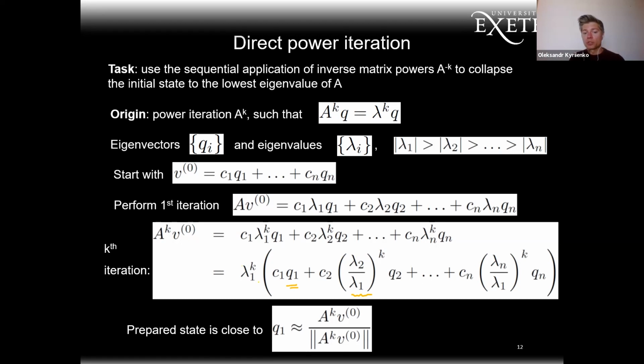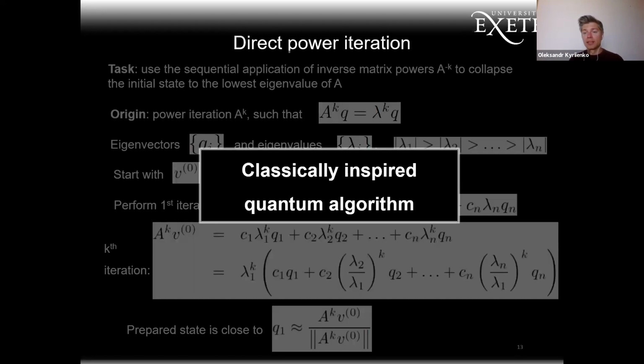Notice that I was talking about the dominant eigenvalue, but if you invert A and take A to the power of minus K, you will be searching for the smallest eigenvalue, and that will lead you to the ground state estimation. When I was thinking about this algorithm, it was actually classically inspired. Usually people talk about quantum inspired algorithms for classical problems.